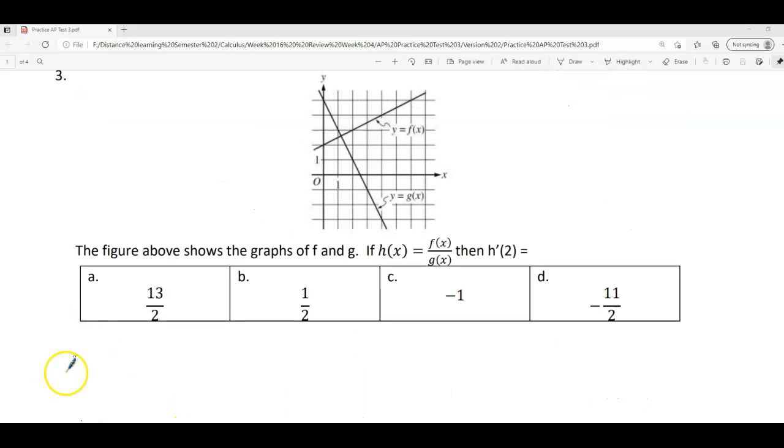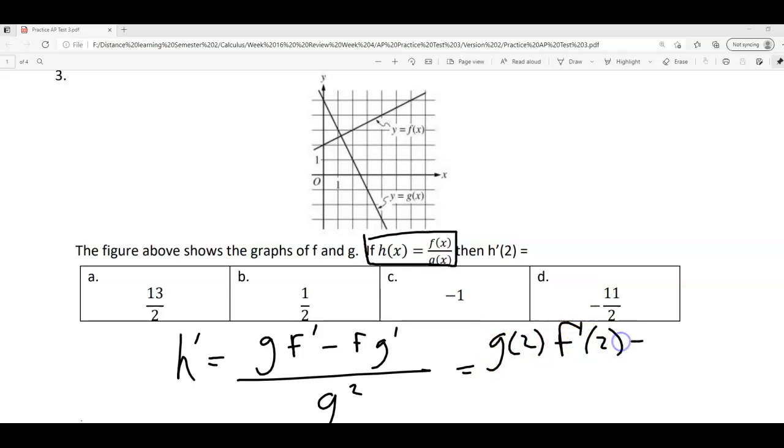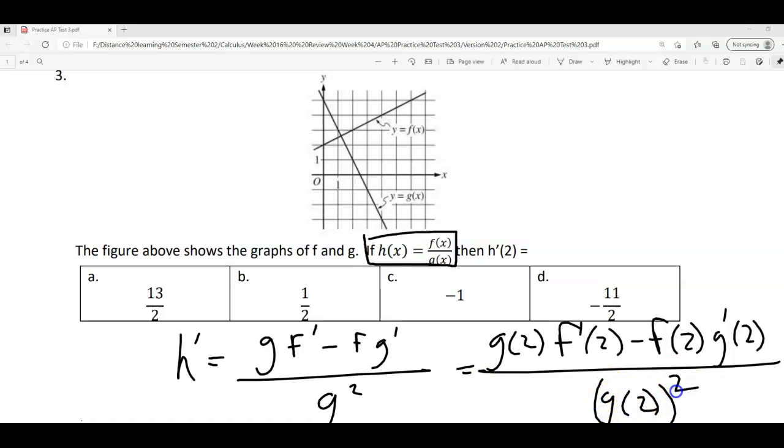All right, let's take a look at number 3. So number 3, we've got this graph of these two functions, f of x and g of x. They tell me that h is equal to f over g, and they want to know what's h prime of 2. So the first thing we need to do is find out what h prime is. H prime is going to be low d high minus high d low, draw a line, square below. And then we want to go ahead and plug 2 into that. So it's going to be g of 2, f prime of 2, minus f of 2, g prime of 2, all over g of 2 squared.